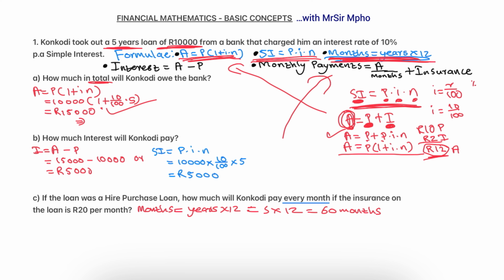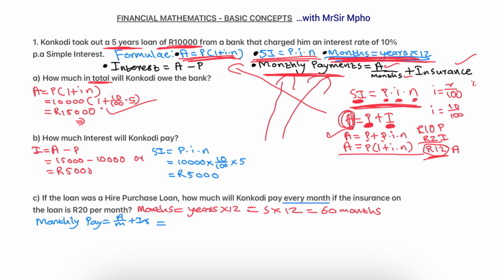They say, how much will Konkodi pay every month? Now that we know, we're going to say the formula for monthly payments is this one here. The monthly payment is going to be the total amount that you owe over the number of months that it is going to take, which is 60 months. Then you add insurance on the side. So you're just going to say, let's use blue, monthly payments are going to be A over the months plus insurance.